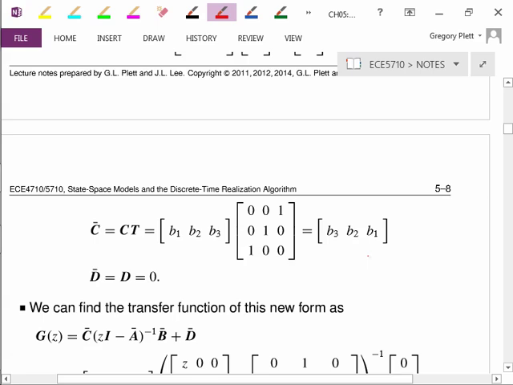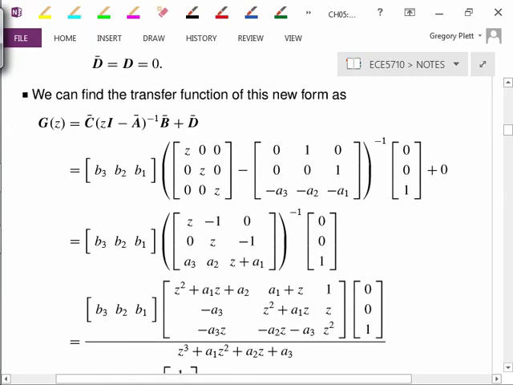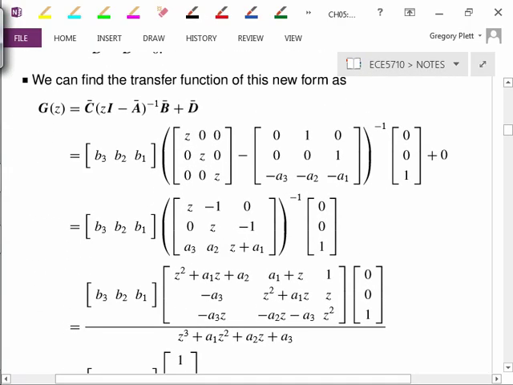So I now have a new A bar, B bar, C bar, D bar representation that I claim has the same input-output transfer function. So let's find that transfer function just to verify that that's the case. G of Z is C bar times (Z I minus A bar) inverse B bar plus D bar. C bar I simply wrote out. This is Z times the identity matrix. A bar I simply wrote out. I haven't inverted yet, but I will. B bar I wrote out, and D bar I wrote out.